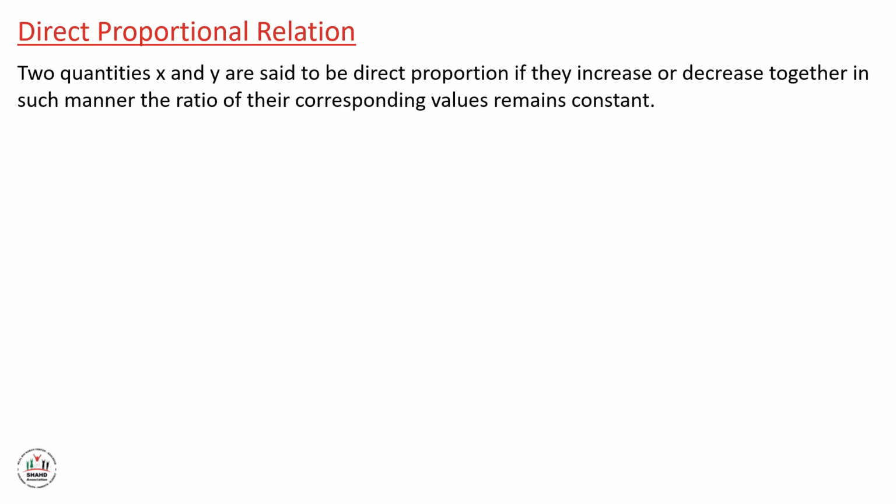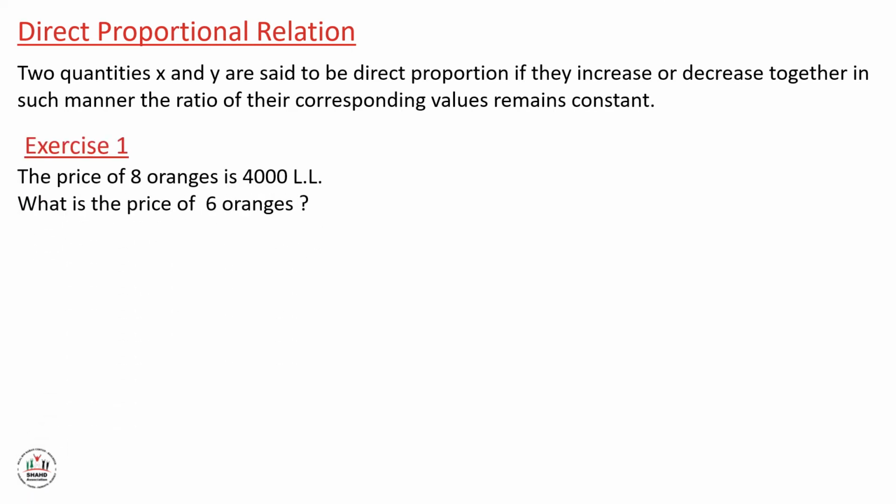Now let's introduce the direct proportional relation. Two quantities x and y are said to be in direct proportion if they increase or decrease together in such a manner that the ratio of their corresponding values remains constant. Let's solve an exercise to understand the idea.